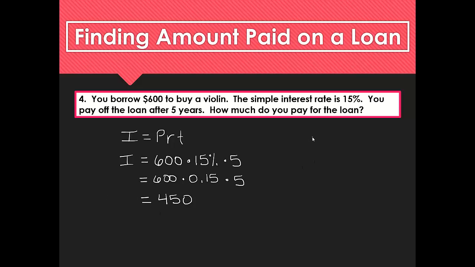We borrow $600. The interest is $450. And when we add those two amounts up, we're going to get $1,050. So that's how much we will pay for the loan.